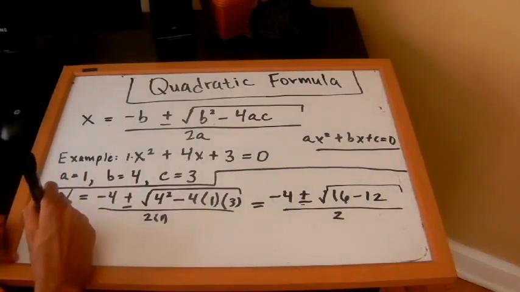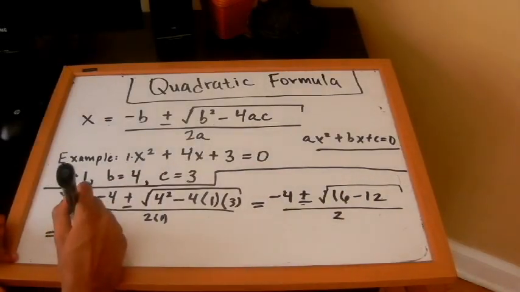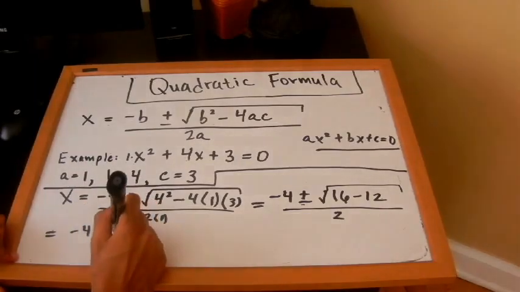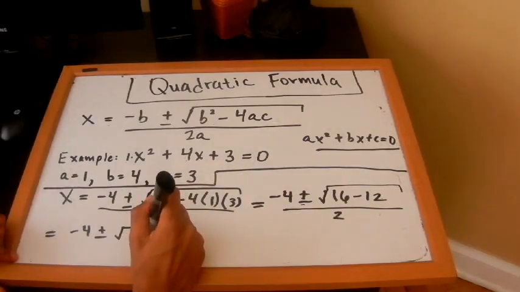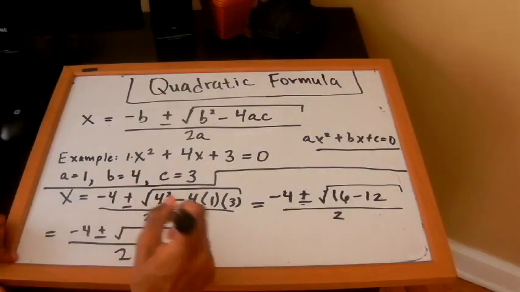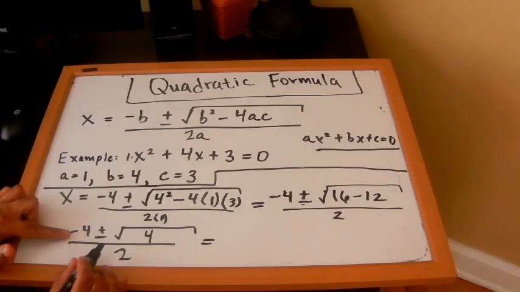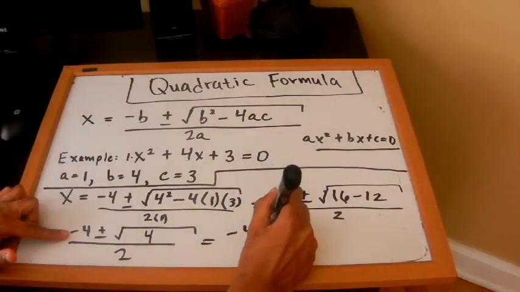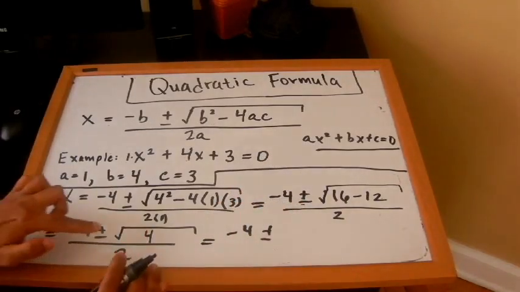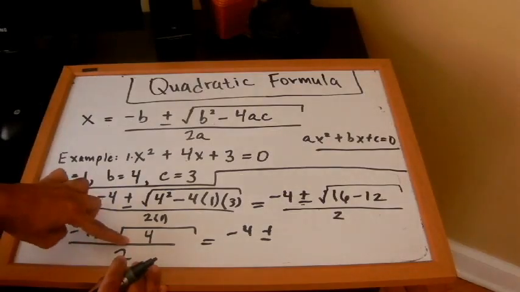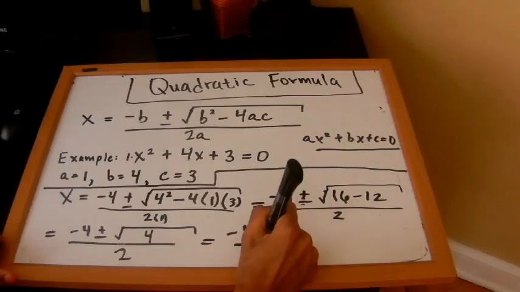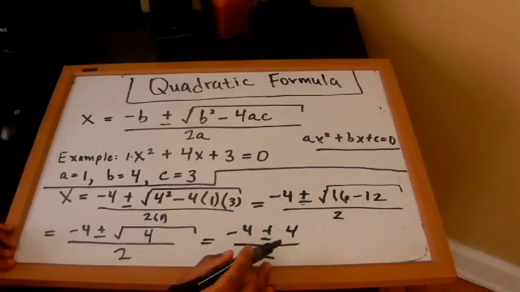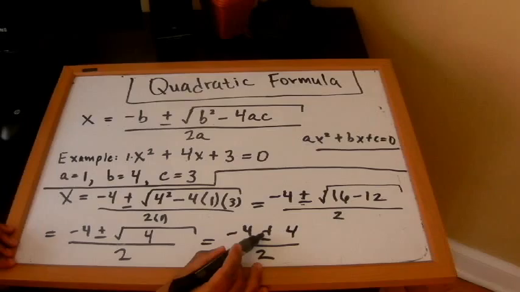Bring this over here. We're going to get negative 4 again, plus and minus the square root. Simplifying this, 16 minus 12 is 4, so we're going to have the square root of 4 over 2. Bring along the negative 4 again, negative 4 plus minus the square root of 4, which is simply 2, because 2 times 2 is 4, all over 2. And this is where our plus and minus comes in. Remember, our first solution can have a plus, and our second solution can have a minus.